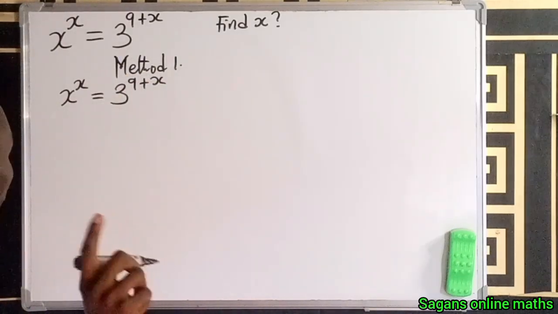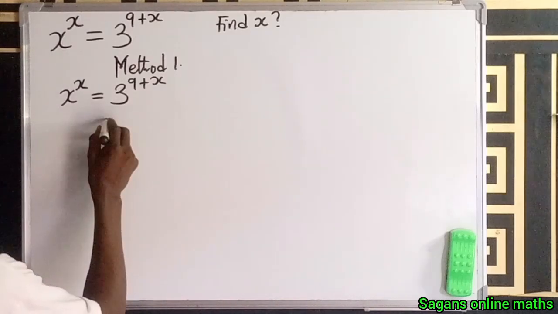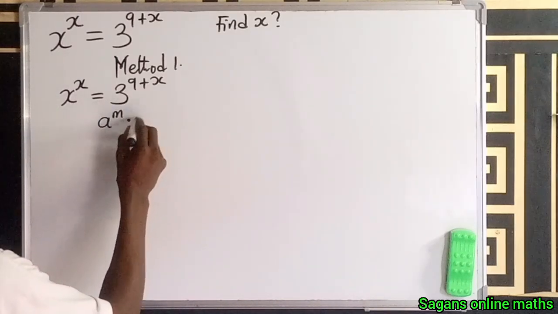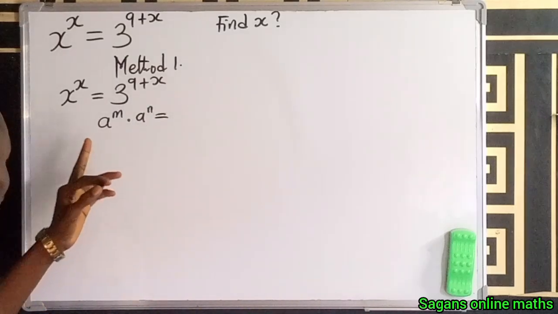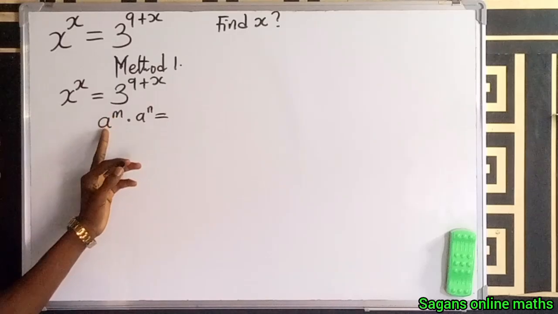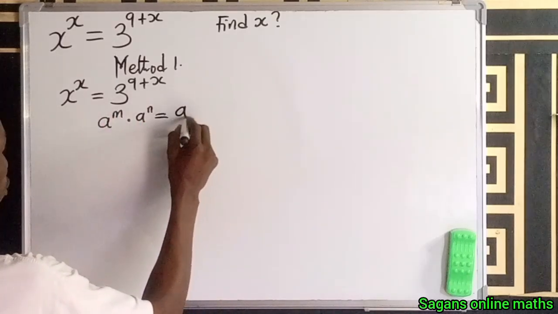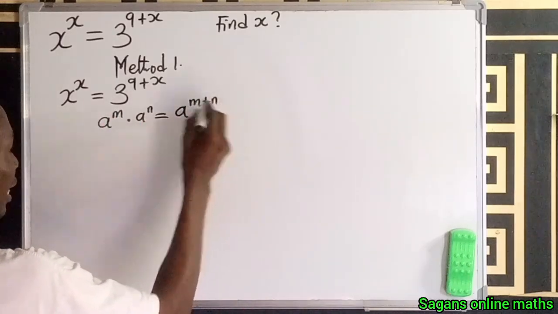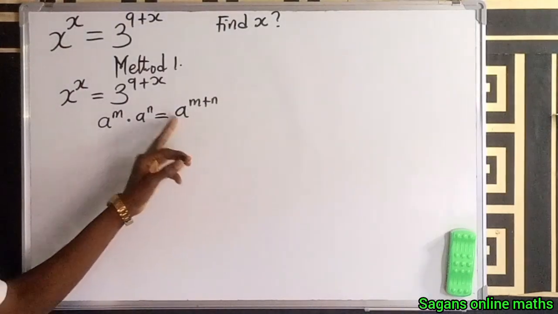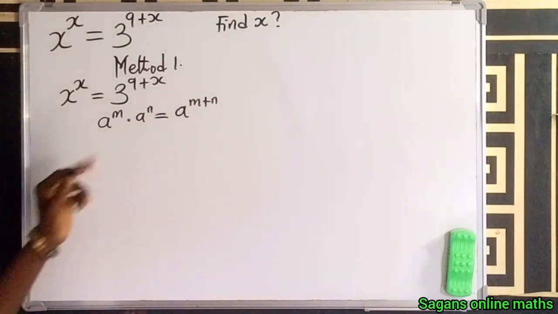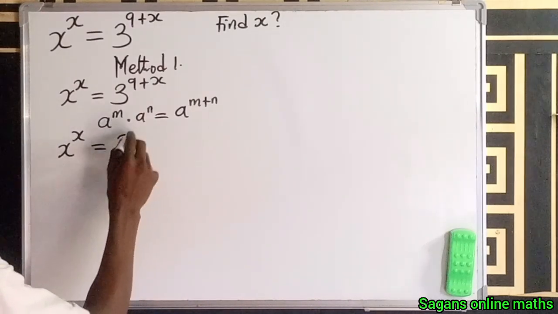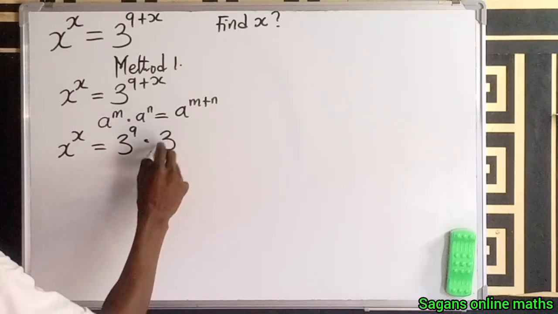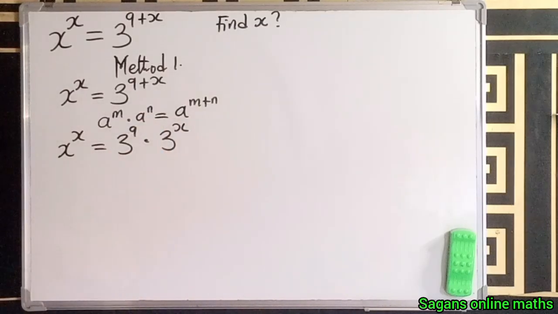Now, if you obey the properties of indices very well, we know that a to the power of m multiplied by a to the power of n is equal to, this multiplication law of indices states that when the bases are the same, take a single base and add the exponents, becomes a to the power of m plus n. Right? Now, you can see that this is in this form. So let's take it back to this form. Now, this is x to the power of x is equal to 3 to the power of 9 multiplied by 3 to the power of x. Right? Wow. This is amazing because you are obeying the properties of indices.